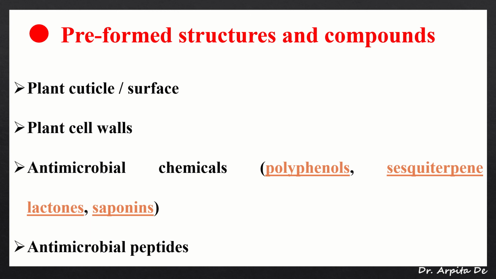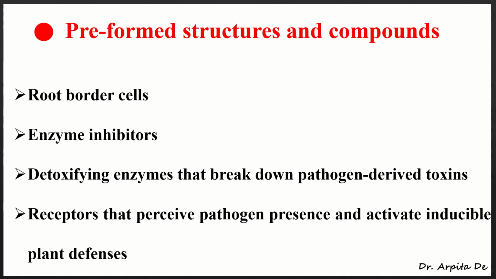Now we'll talk about some preformed structures and compounds. These are already present in the plant before any attack by a pathogen. What are the preformed structures? Plant cuticle, present on the surface of the plant, the cell wall itself, certain antimicrobial chemicals like polyphenols, sesquiterpene lactones, saponins, and antimicrobial peptides. Then root border cells are there, enzyme inhibitors are there, detoxifying enzymes are there.